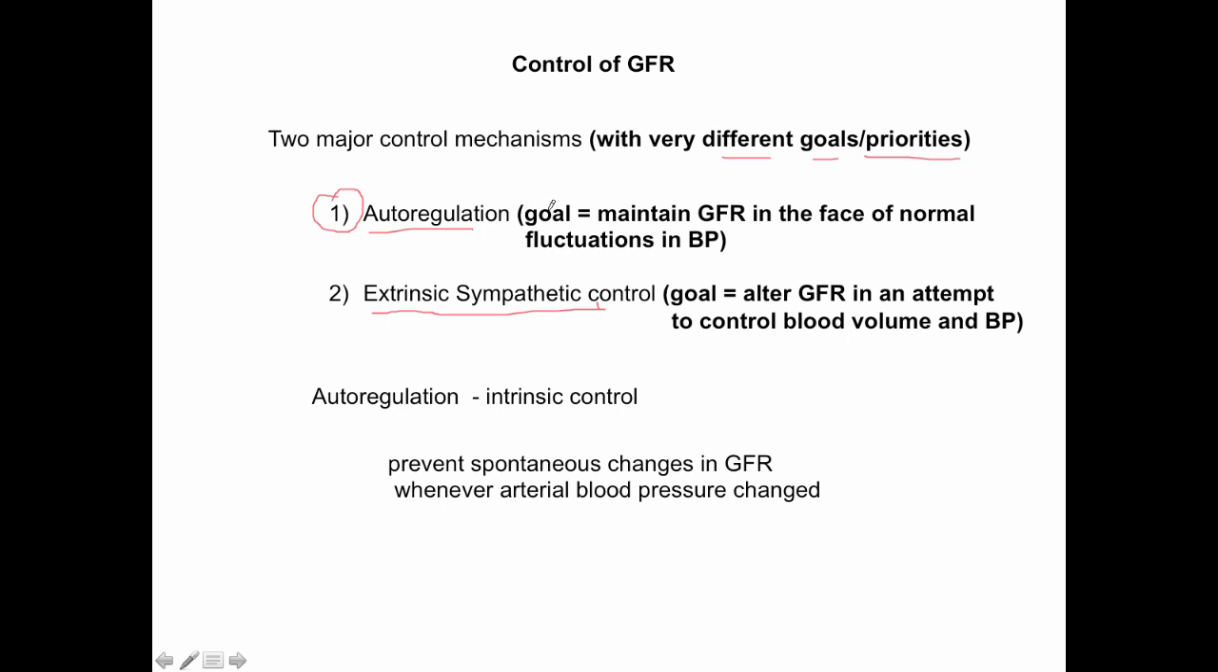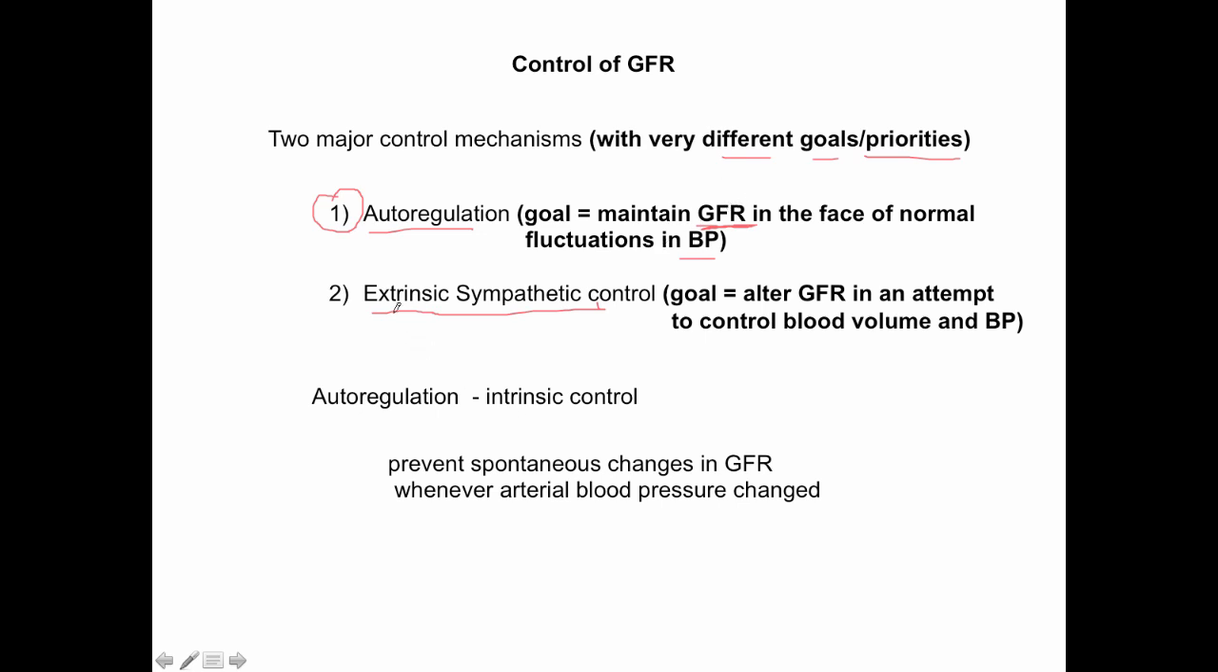And the goal of autoregulation is to maintain GFR, to have a stable GFR in the face of normal fluctuations in arterial blood pressure. Our blood pressure fluctuates all the time. It goes up and down depending on our mood, depending on how stressed we are, depending on the position our body is in. Now, we don't want GFR to change every time blood pressure changes. So the goal of autoregulation is to maintain GFR despite any fluctuations in blood pressure.